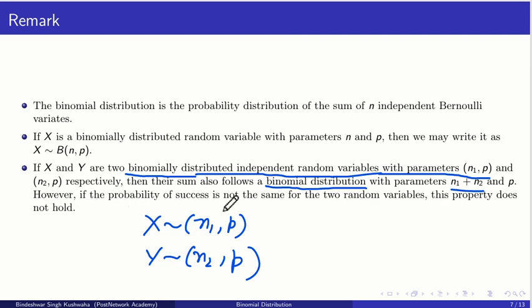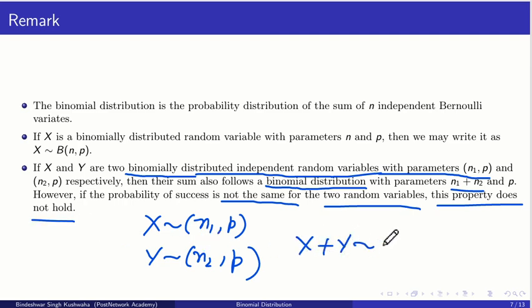But if the probability of success is not the same for the two random variables, this property does not hold. So X plus Y will follow a binomial distribution with n1 plus n2 trials, and the probability would be the same. But if the probabilities are different, this property will not hold.